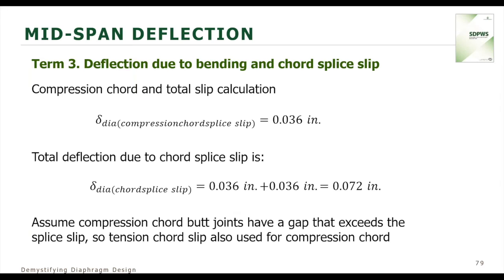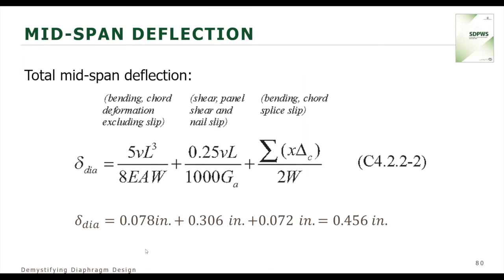We also have to consider compression. And what we assume is that the compression cord butt joint has a gap. We're assuming that it has a gap that exceeds the splice slip. And so we equate that to similar to the tension cord slip. And that's why we say that the compression cord equals the same as we have for the tension cord. And literally we're multiplying times 2 to come out with the total deflection for that cord splice slip, which is 0.072.